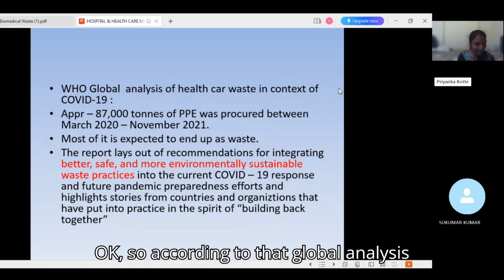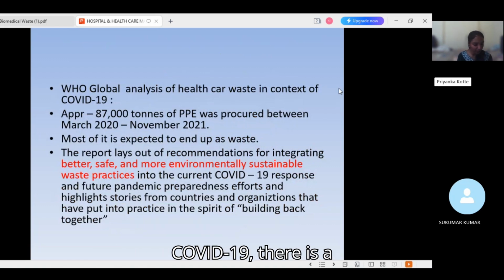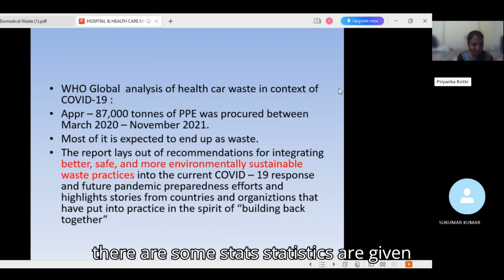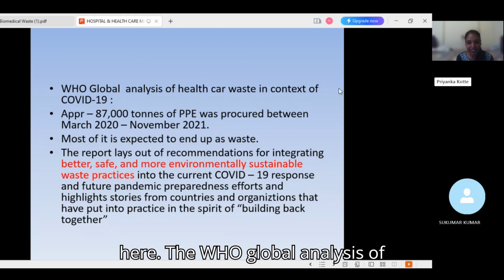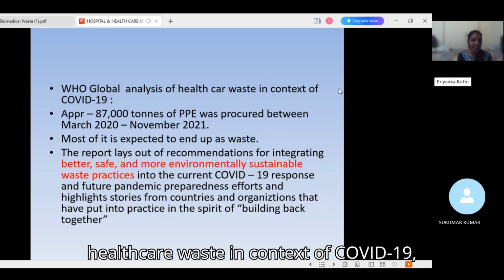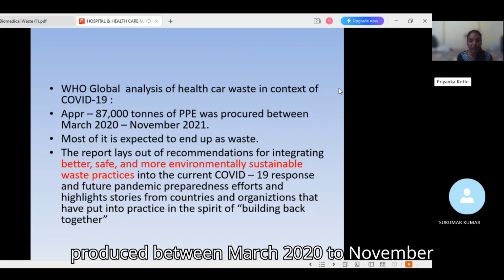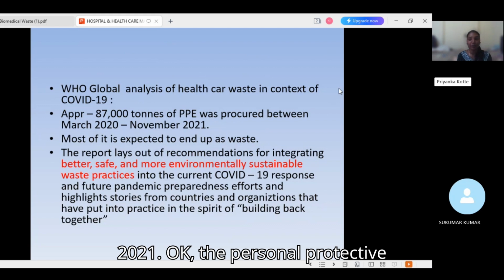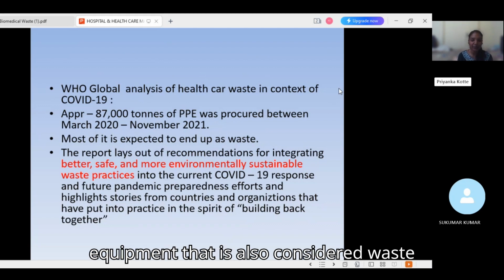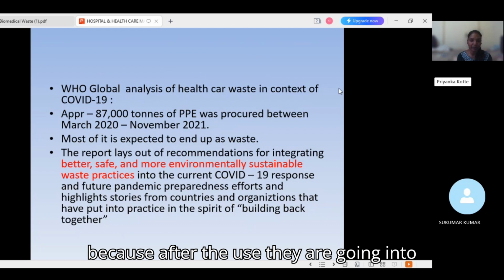Okay, so according to that global analysis of COVID-19, there are some statistics given here. The WHO global analysis of healthcare waste in the context of COVID-19: approximately 87,000 tons of PPE was procured between March 2020 and November 2021. The personal protective equipment is also considered waste, because after use it goes into the waste.